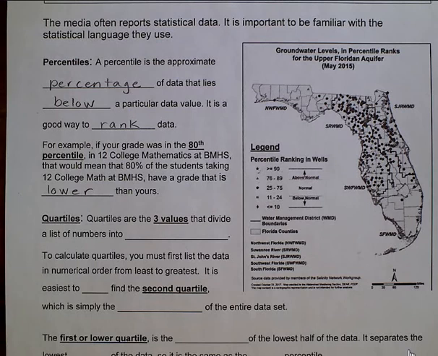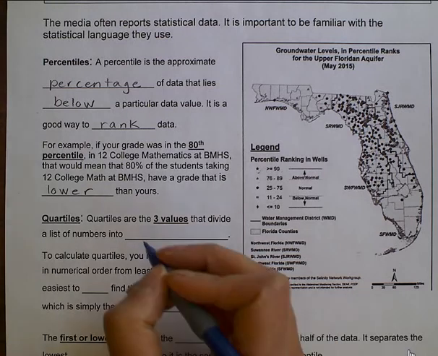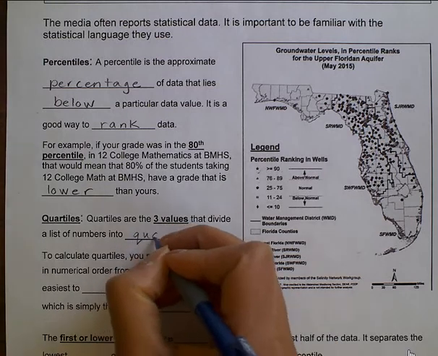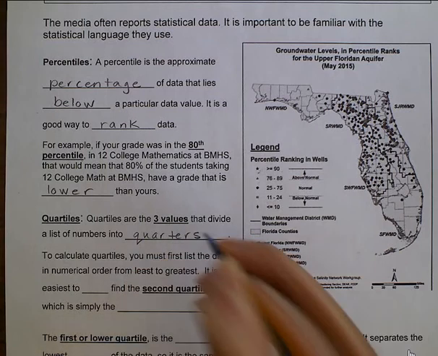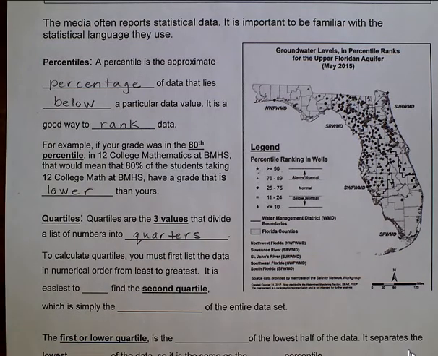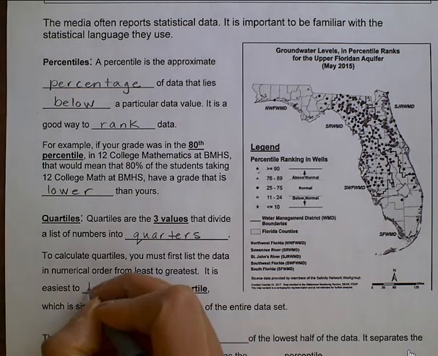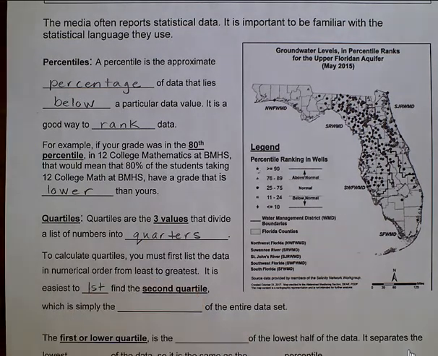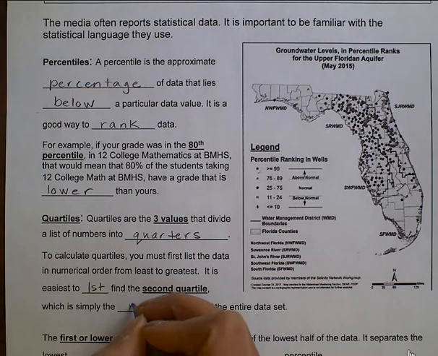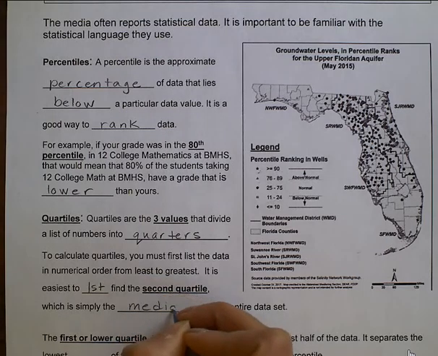Quartiles. Quartiles are the three values that divide a listed number into quarters. That's where the word quartiles is coming from. To calculate quartiles, you must first list the data in numerical order from least to greatest. It is easiest to first find the second quartile, which is simply the median of the entire data set.